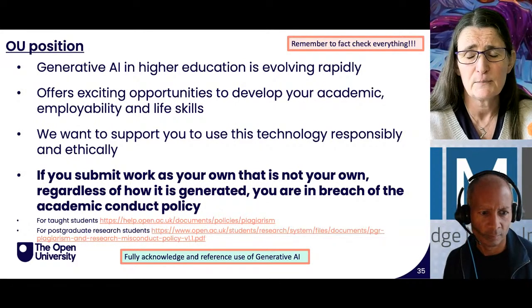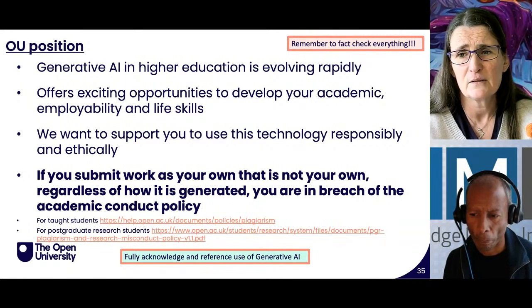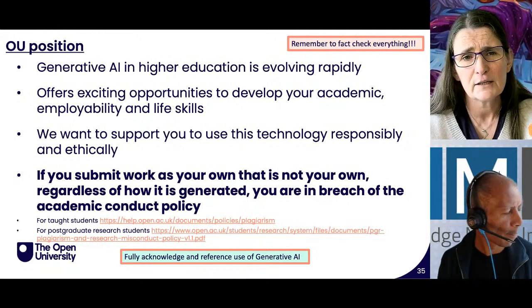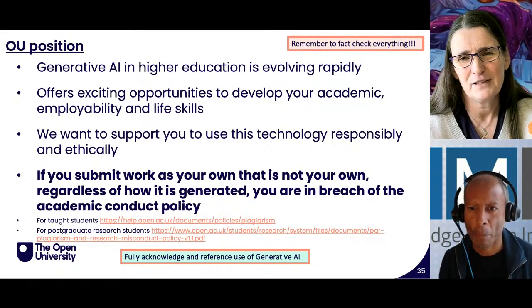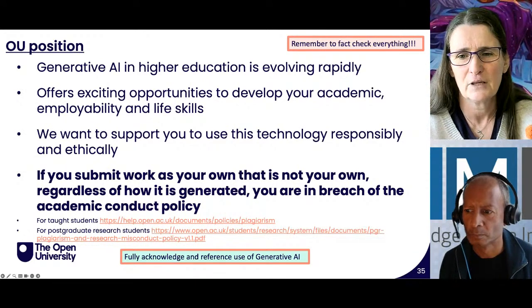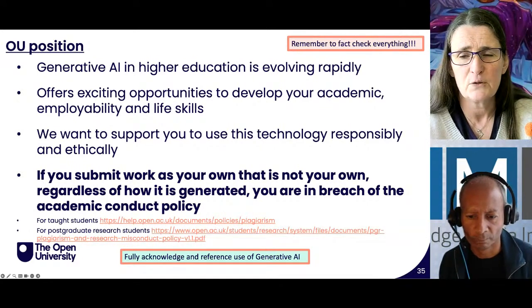Someone asked me recently, if a student responsibly uses generative AI and submits something that's wrong, do they get penalized? Well, yes, of course, because you didn't fact check it. You've got to submit information and answers that are correct in your assessment. So remember to fact check every single time. And then at the bottom, I've put: fully acknowledge and reference the use of generative AI.